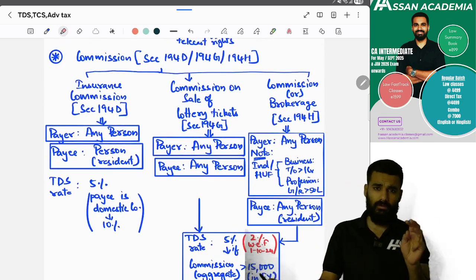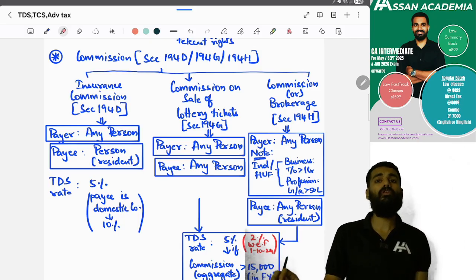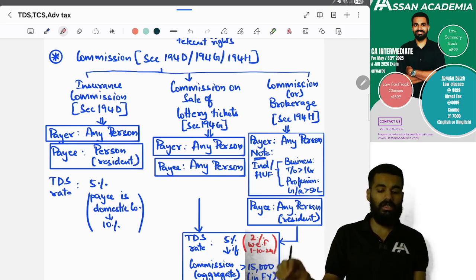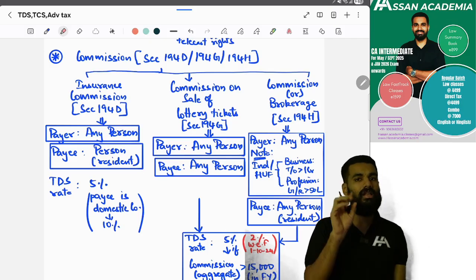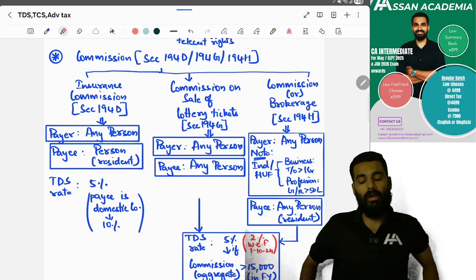Next, commission. There are three kinds of commission: 194D, 194G, and 194H. 194D talks about an insurance company paying the insurance agent. Yes, if this insurance agent is a resident, then 5% will be deducted. If the insurance agent is a domestic company, then 10% will be deducted.